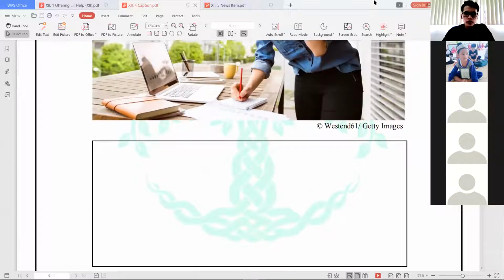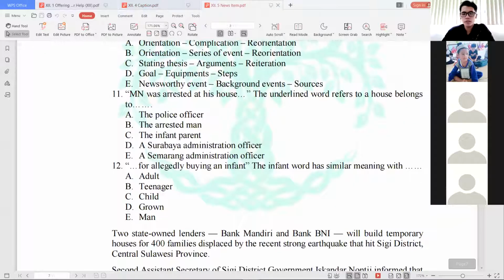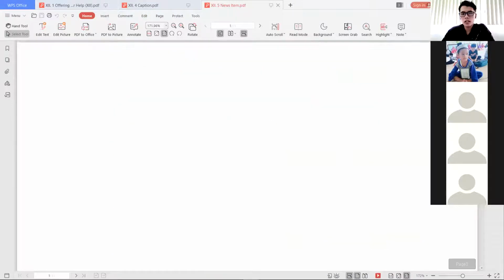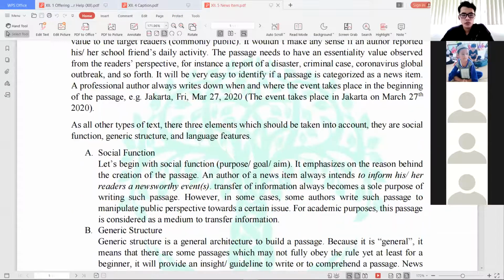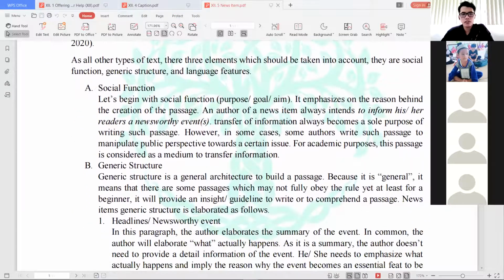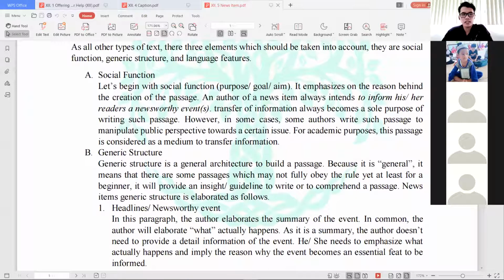That is about caption. Then let's move on to the last chapter: news item. News item is one of 13 genres of text that you have to master. In every type of text, I believe in junior high school, there are 3 things to take into account. The first is social function. The next one is generic structure. And the third one is language feature. Every single type of text has those 3 components.